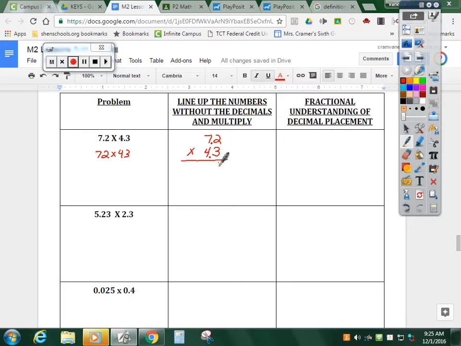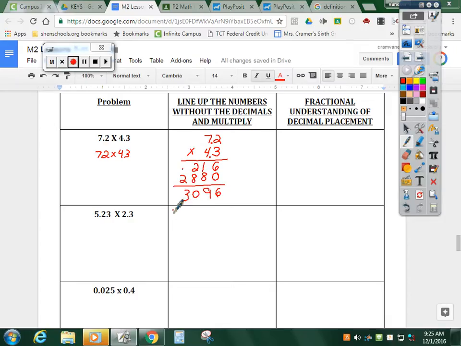And now I'm just going to multiply. 3 times 2 is going to give you 6. Now you do 3 times 7, which is 21. Now you're going to the tens place, so I'm going to put a 0 as a placeholder because you're not really multiplying by 4. You're actually multiplying by 40. So I'm going to put a 0 here. 4 times 2 is 8. 7 times 4 is 28. And then I'm going to add my rows.